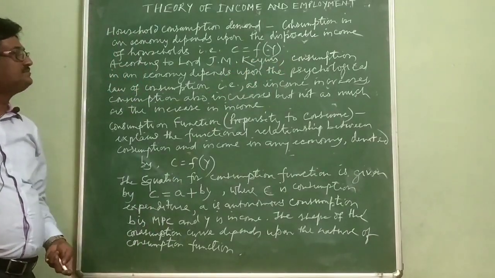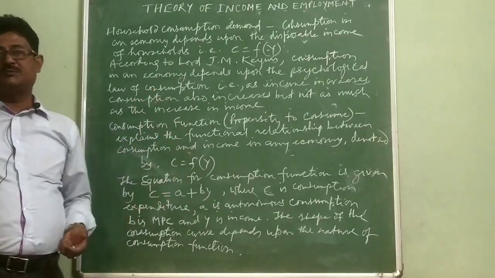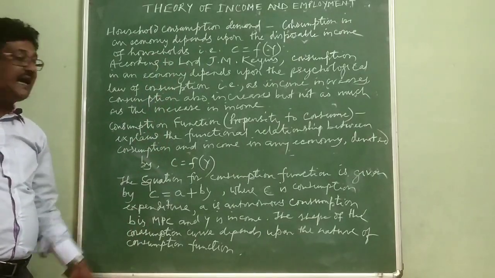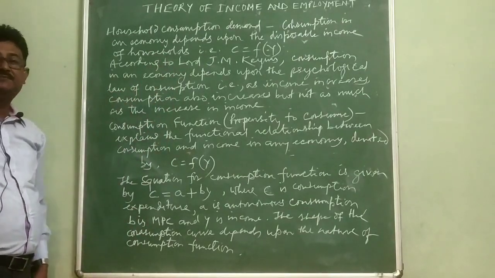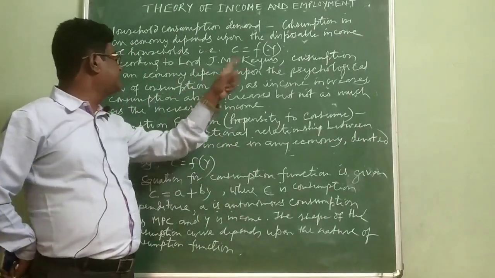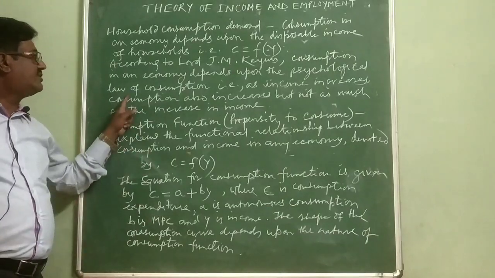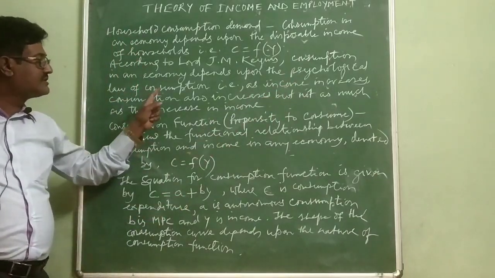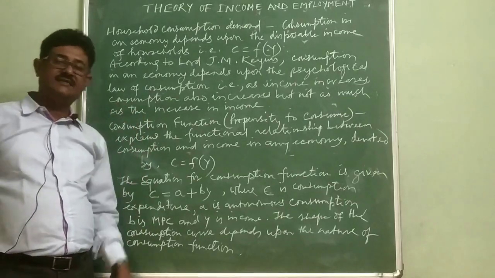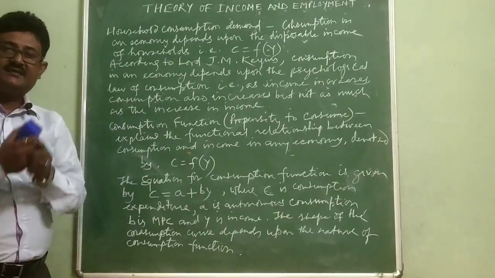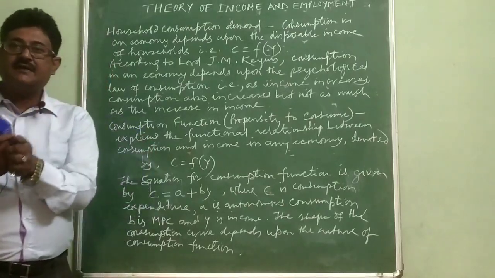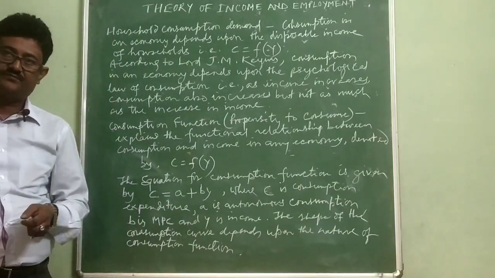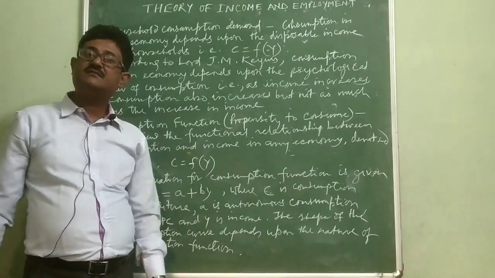Now it should be remembered that consumption in an economy does not increase by the same proportion as the increase in income, as forwarded by Lord J.M. Keynes. He says that consumption in an economy depends upon the psychological law of consumption. That is, as income increases, consumption also increases, but not as much as the increase in income. What does it mean? That in an economy, the consumption does not change as much as the increase in income because a part of the income is always saved.